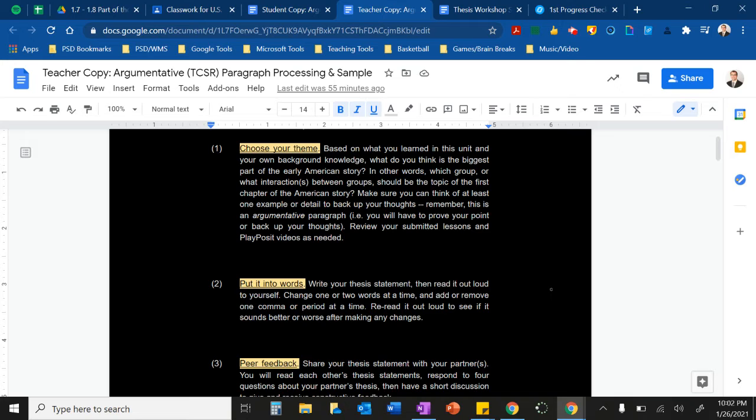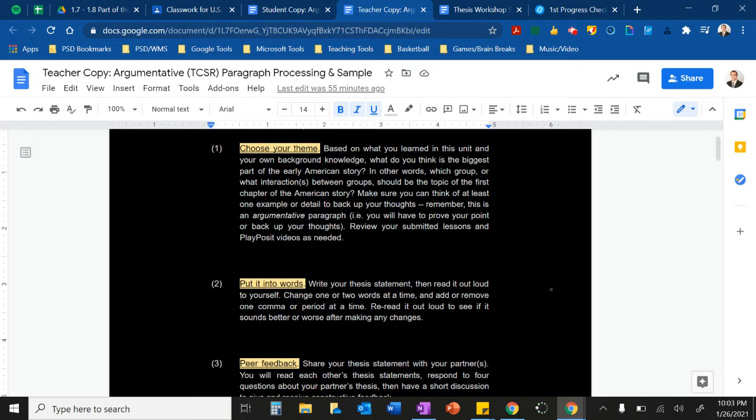specifically their ideas of self-government and religious freedom, and some of the cultural characteristics of the first African Americans and the interactions between European colonists and African Americans. I chose those two groups and their interactions as my theme for step number 1, which I'll show you in just a second. And then step number 2, I put it into words.